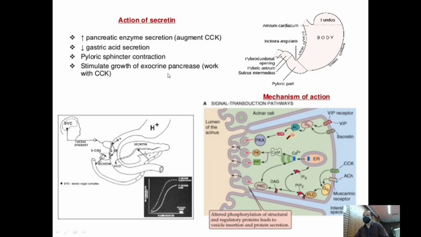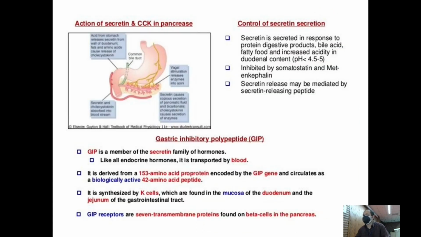Secretin stimulates growth of the exocrine pancreas. Okay, so they work in tandem with CCK. So these are all functions of secretin, and secretin also potentiates the release of insulin. Okay, so what controls secretin? The acidic chyme, number 1. Of course, protein digested products, number 2. These are factors that increase the secretion of secretin. But then you have somatostatin and met-enkephalin, which inhibit the secretion of secretin from the S cells. So these are the controlling factors of secretin secretion.